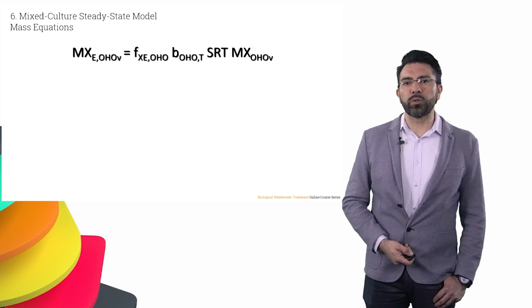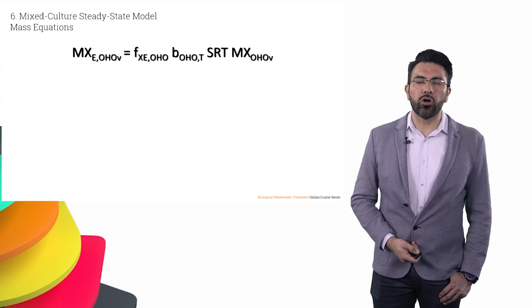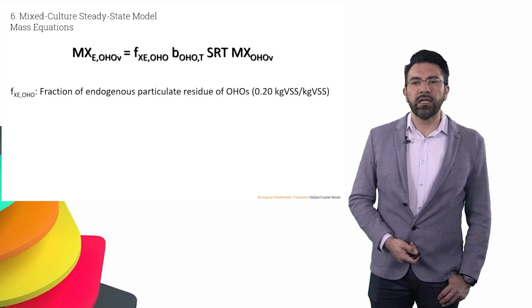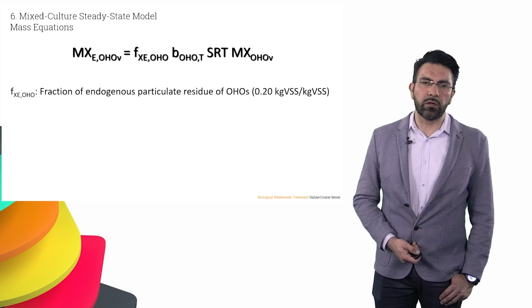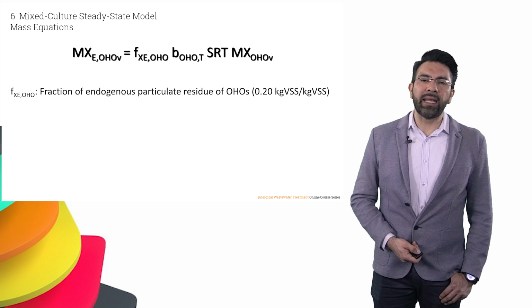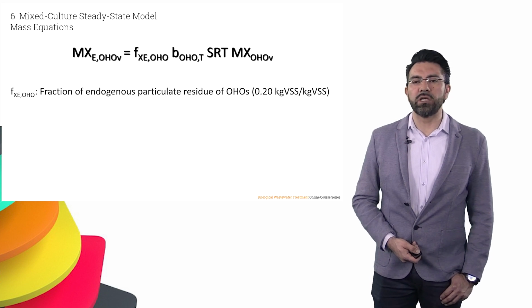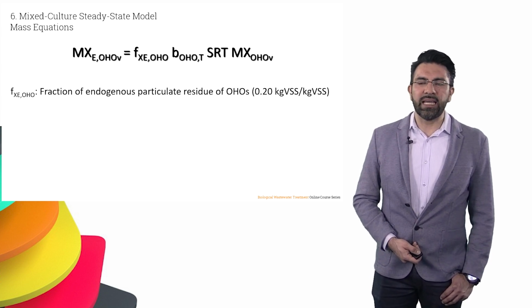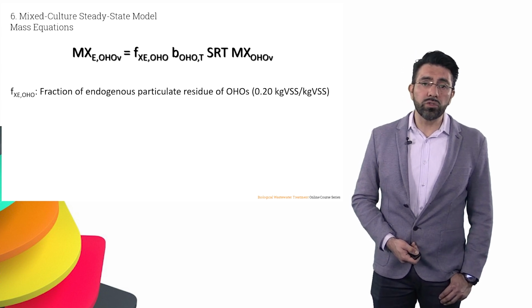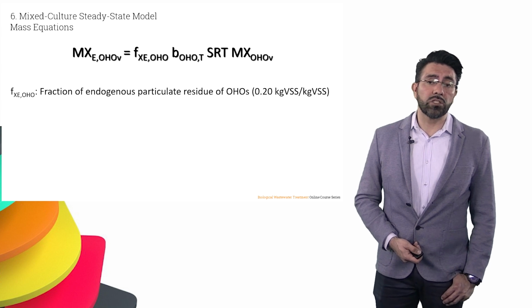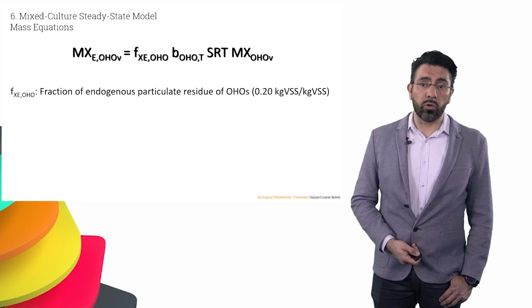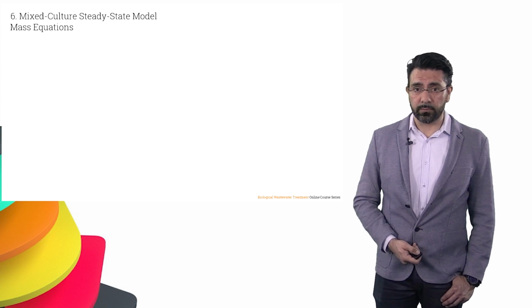The endogenous residue is produced from the decay of the organisms. The organisms contain certain fractions that are endogenous, particulate, and they also are unbiodegradable. And depending on the rate at which the organisms decay, they will be generating or leaving behind a certain fraction of endogenous residue in the system. For the OHOs, this endogenous particulate residue is approximately 0.2 kilos of VSS per every kilogram of microorganisms that we have in the system.